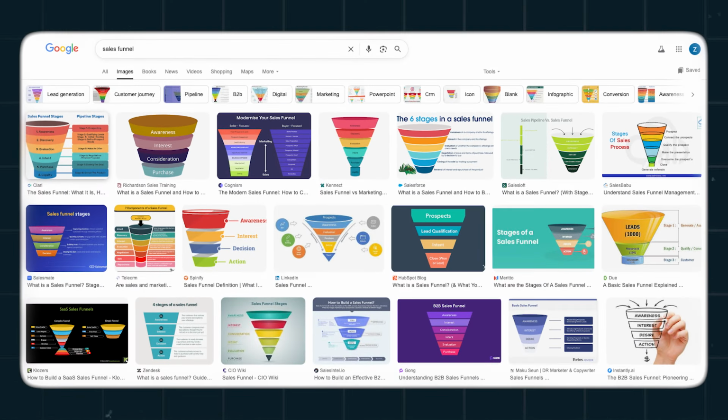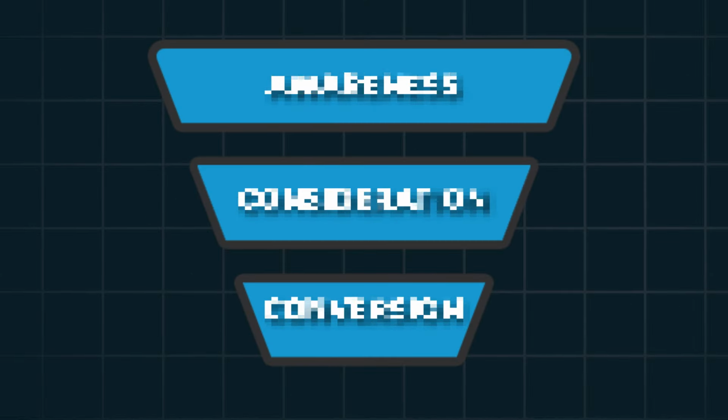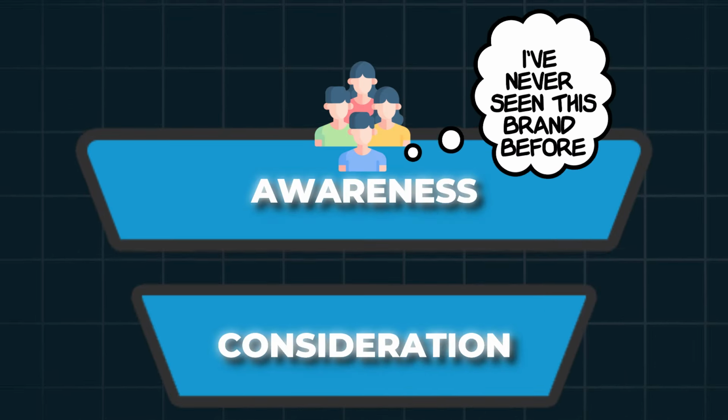Now, I've seen people stretch this funnel out to have like 6 or 7 stages. As you know, we've condensed ours down to 3, but the reality is you can put however many stages in your funnel that you want to. It's really whatever makes the most sense for your business. But we found that if you strip away all the extra stuff, it ultimately comes down to these 3 stages: awareness, consideration, and conversion.